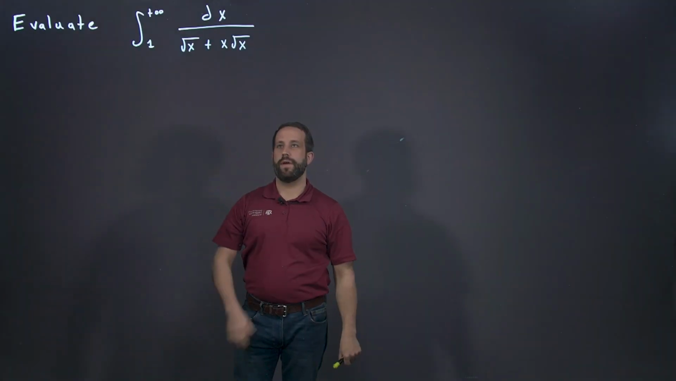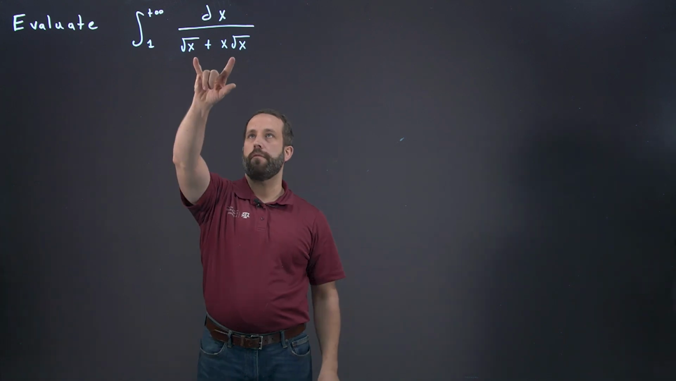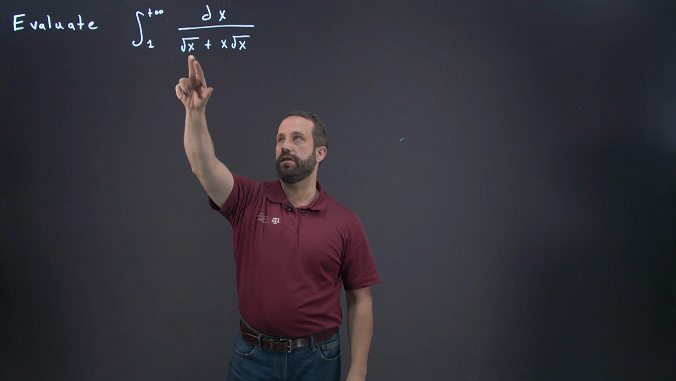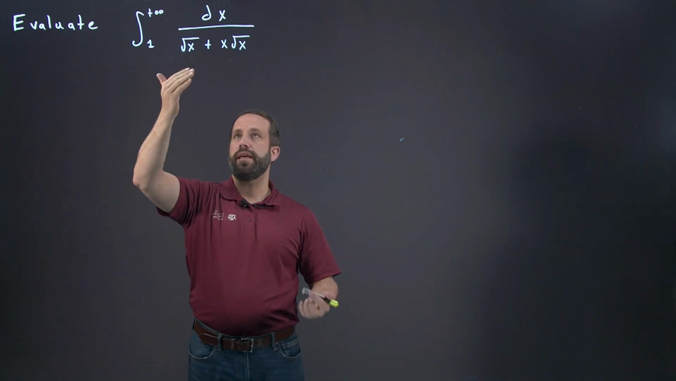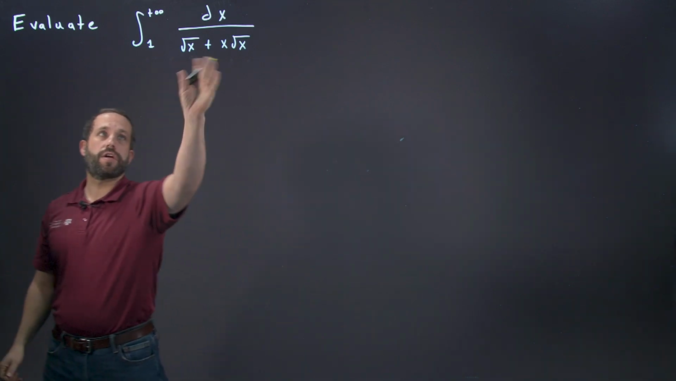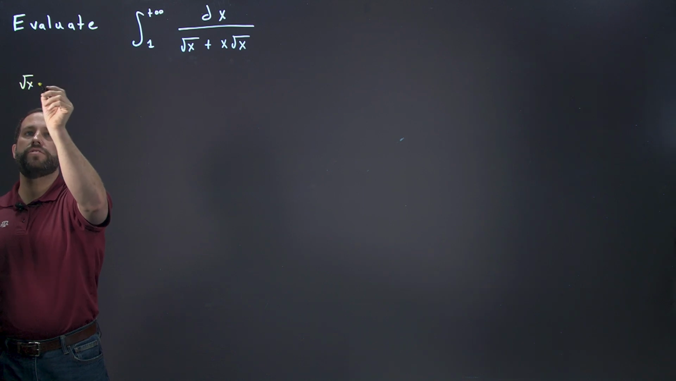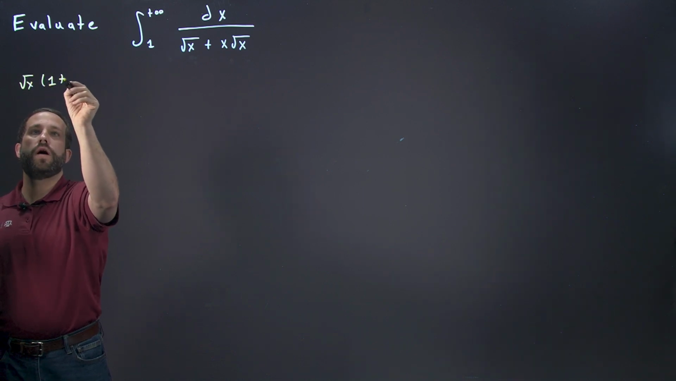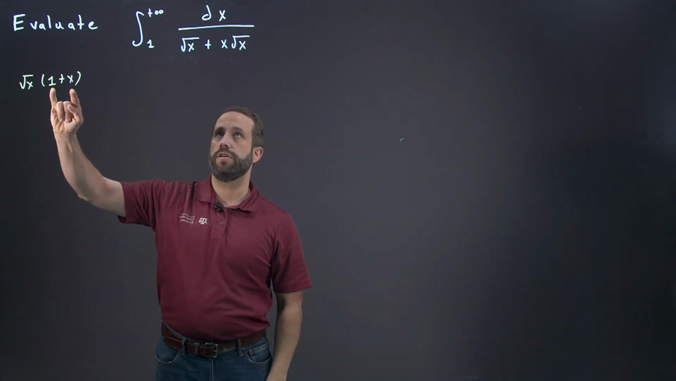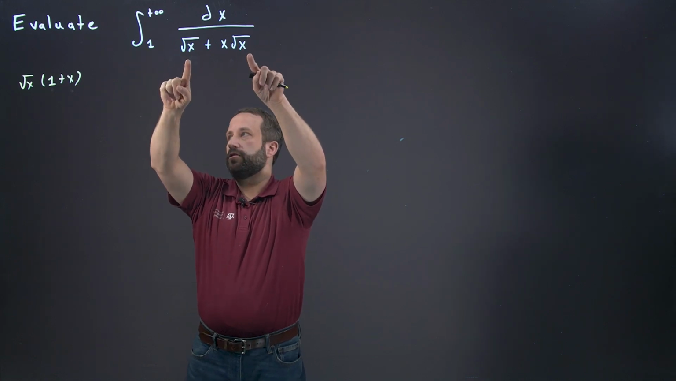Okay, so we want to evaluate this integral, or show it diverges. So again, there could be two problems with the integrand. There's going to be a discontinuity when x is equal to 0. Let me just do a little scratch work here because we're going to need it later. If I look at the denominator here, I can factor this as the square root of x times 1 plus x. And of course, 1 plus x is going to be equal to 0 when x is equal to minus 1.